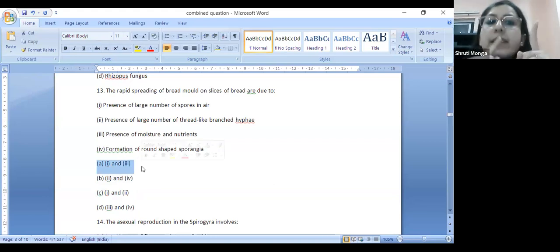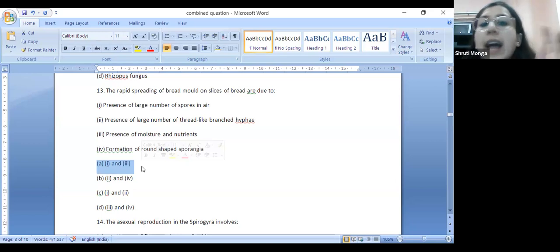See, the first option says presence of large number of spores in air. Spore is the asexual reproductive unit, which will give rise to new fungus. So when there would be large number of spores, obviously there would be more fungi on the bread slices. So the first option has to be there. Then the third option, presence of moisture and nutrients, is a must. That's the requirement of a fungus. Fungus needs moisture and nutrients to grow and multiply.